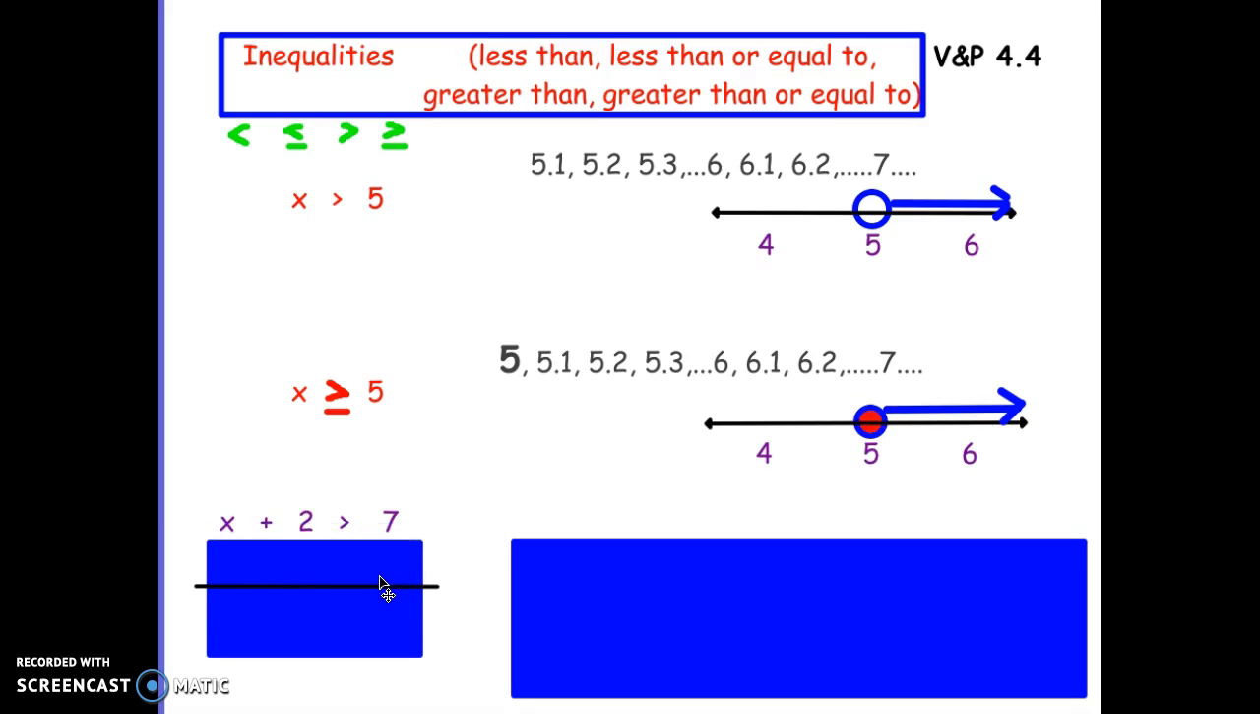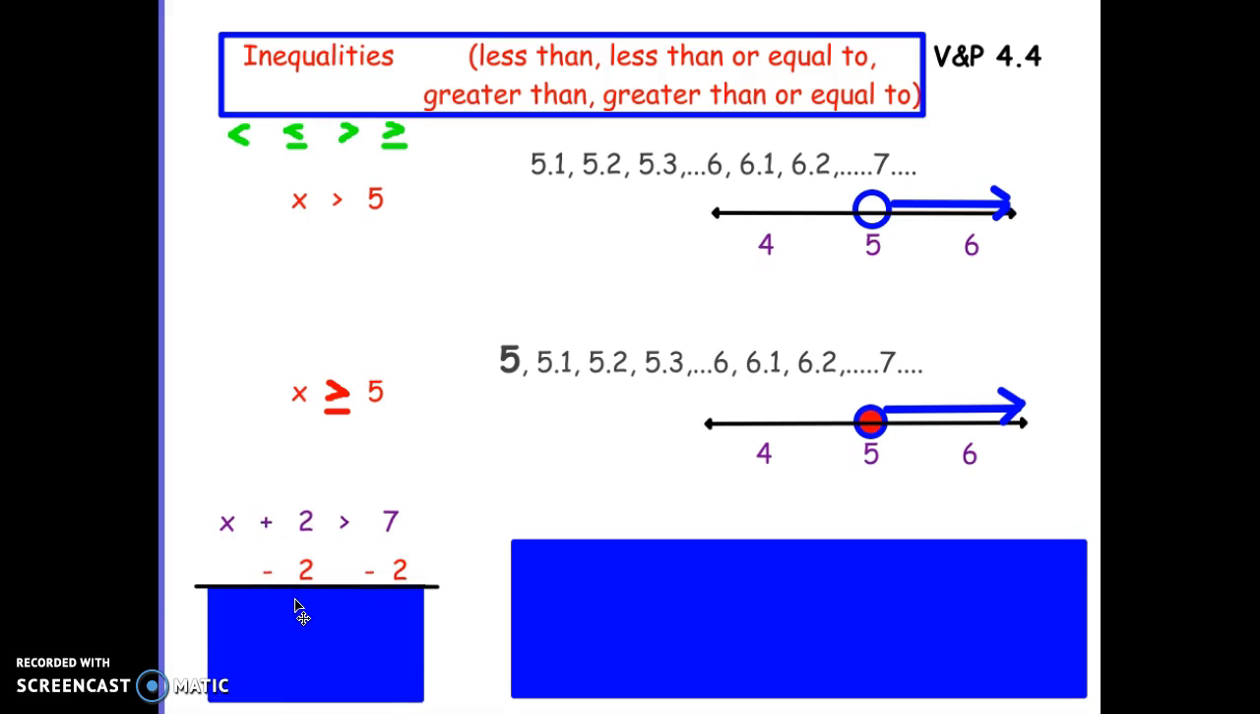Remember that solving an inequality, we do very similar to how we solve equations. We want to get the variable by itself, so we say, how can we get rid of plus 2? Well, the opposite of adding 2 is subtracting 2. Anything we do to one side, we do to the other. And then we bring everything down and we find that x is greater than 5. So this would actually be the same as this situation right here.